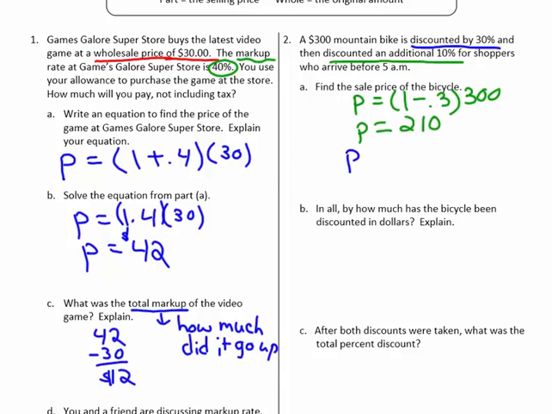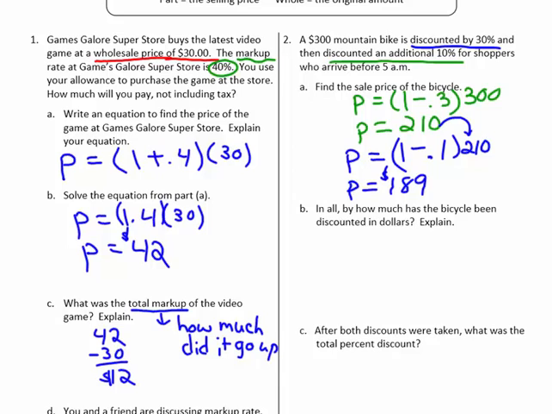So now I'm going to do it again. 1 minus, this time it's 0.10. But this is the price that I need, the 210, because we're taking the 10% off of that. So 0.9 times 210 means this final selling price of the bike is $189.